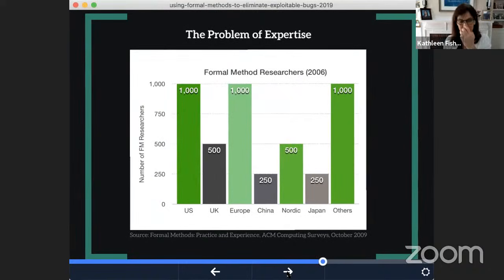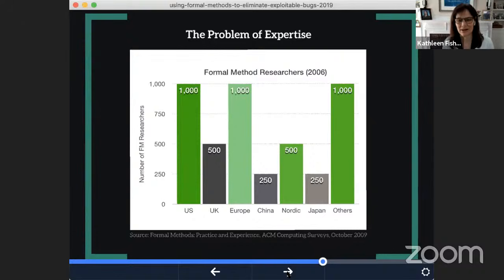One of them is the problem of expertise. This chart shows the result of a survey. It was published in 2009. I think the actual survey was done in 2006, calculating how many researchers in formal methods there were around the world. And the answer was less than 5,000. So, a tiny, tiny drop in the bucket compared to the number of developers, say. I think this situation is getting better.